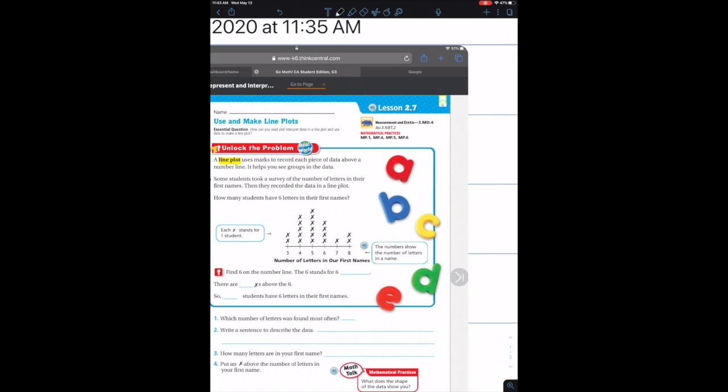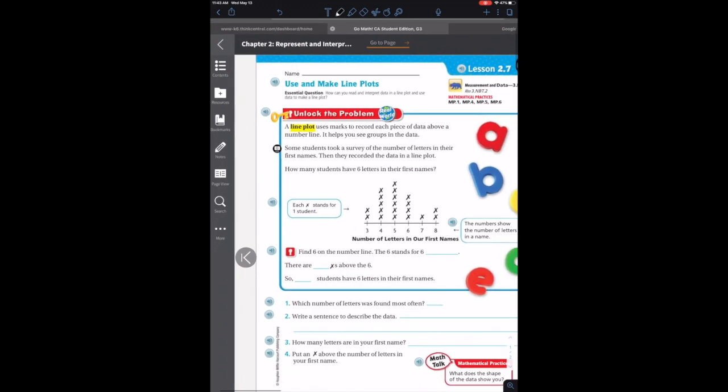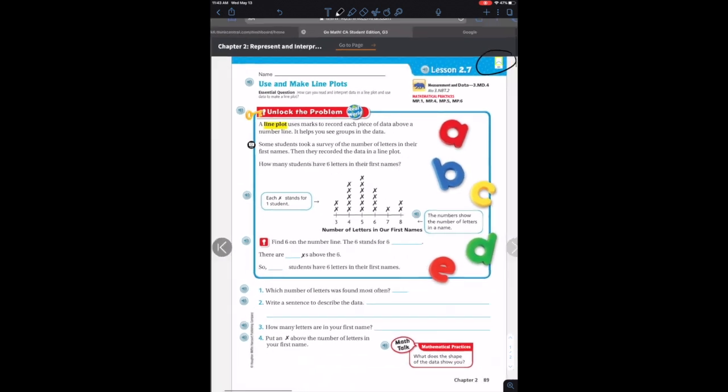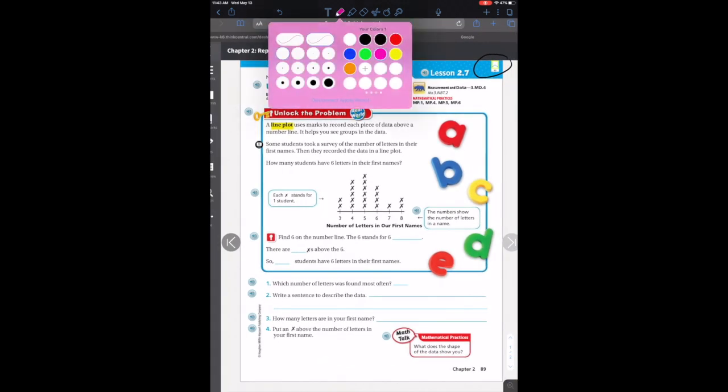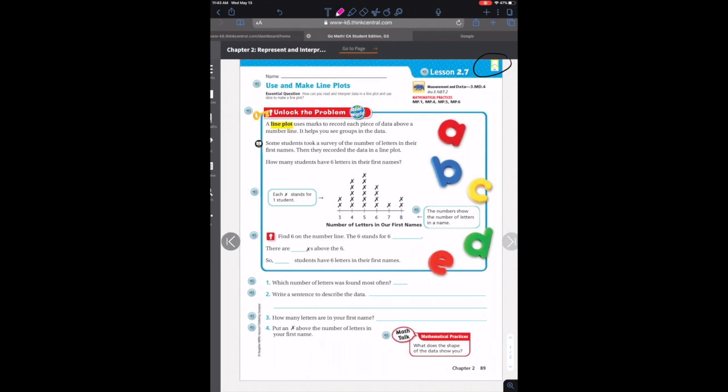Today we're in the book on lesson 2.7, and we are on page 89 in case you want to follow along in the book. Otherwise, you can just follow along in the video to see what we're doing. Lesson 2.7 is about how to use and make line plots. You can see right here we have a line plot, and I'm going to be focusing on this Unlock the Problem today.